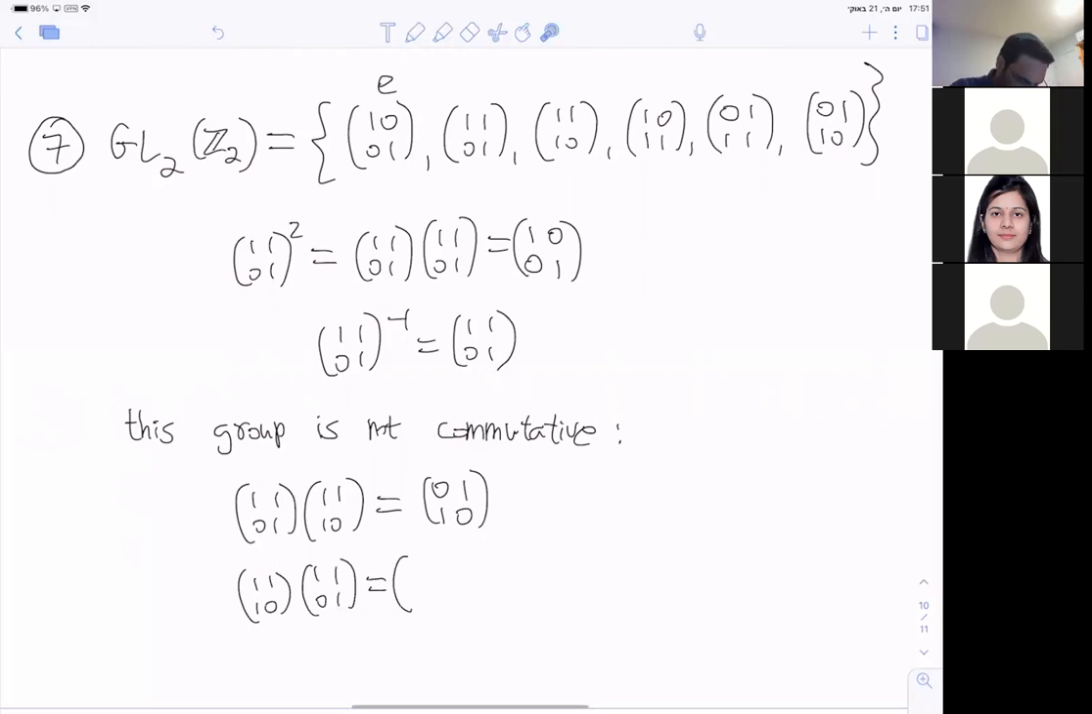So 1, 0. Oh, it's just not the same already. So 1 and 0 is 1. 1 and 1 is 0. 1 and 0 is 1. And 1 and 0 is 1. Let us see that we didn't make any error. 1 and 1 is 0. 1 and 0 is 1. 0 and 1 is 1. And 0 and 0 is 0. It's not commutative.